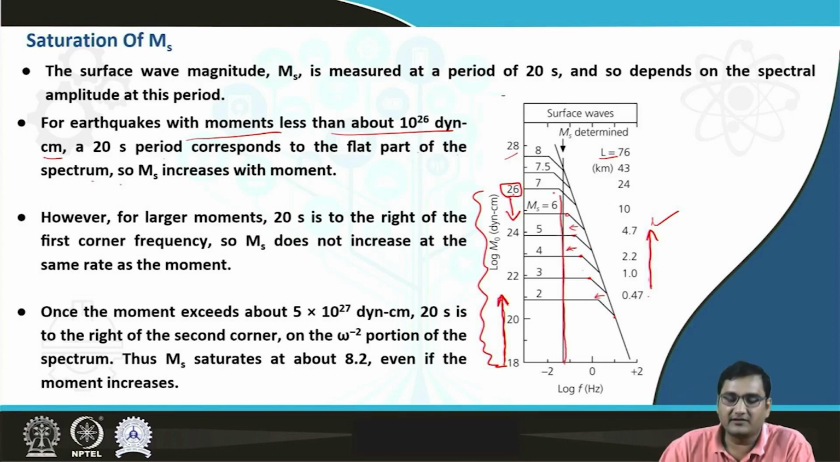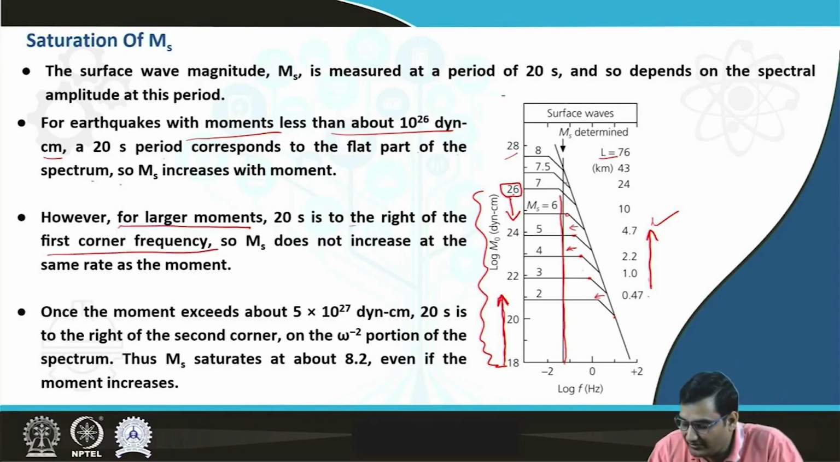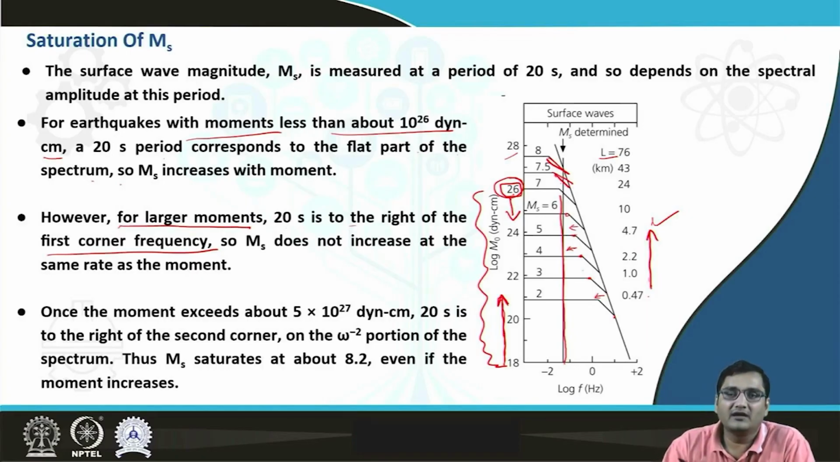So it will give you the correct value up to 10 to the power 6. However, for larger movements, 20 second is to the right of the first corner frequency. So as you go above 10 to the power 6, it will finally fall into this particular portion. This basically tells us that it is not going to give you the correct estimate of the size of the earthquake here. So once the movement exceeds 5 into 10 to the power 27 dyne centimeter, the 20 second is to the right of the second corner, that means on the slope of 1 by omega square portion of the spectrum. Thus MS saturates at about 8.2.